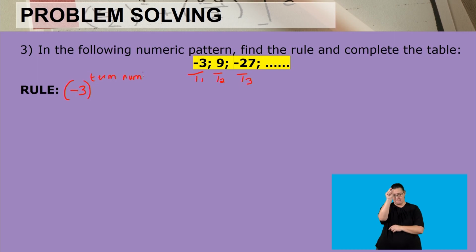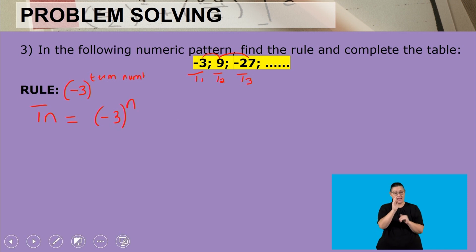Now, how did we find that -3? Well, we can see that from the first term to the second term we are multiplying by -3 so that we can get to our next term, and from our second term to our third term again we are multiplying by -3, and that is where that -3 came from. So what is our rule? Our rule is a -3, and as an exponent we have our n, which is our term number.